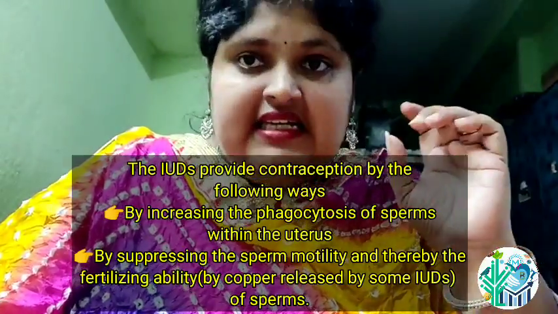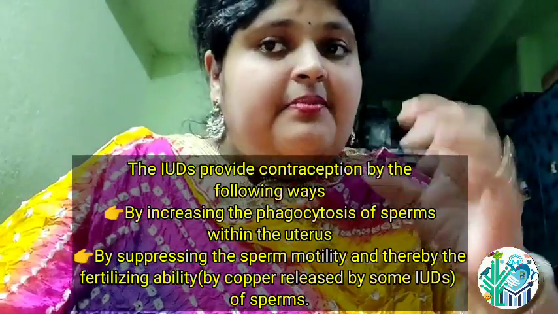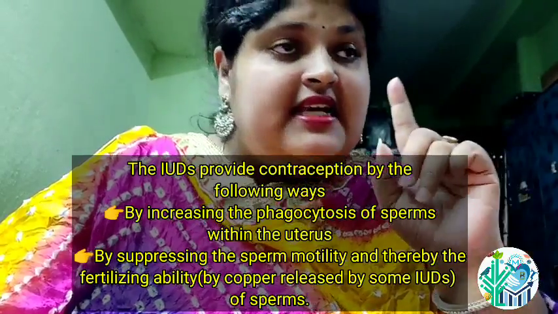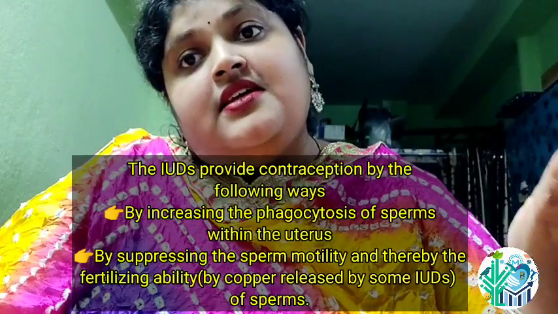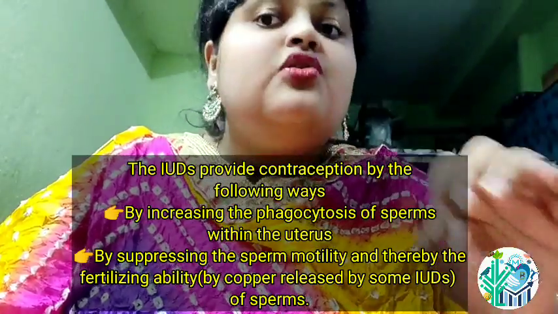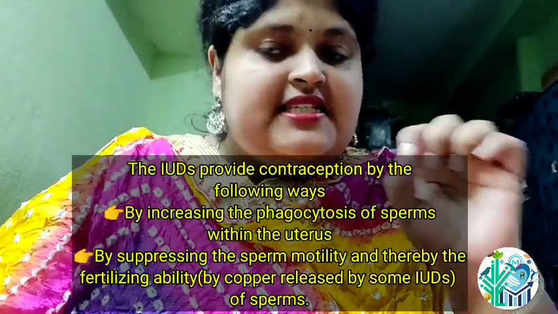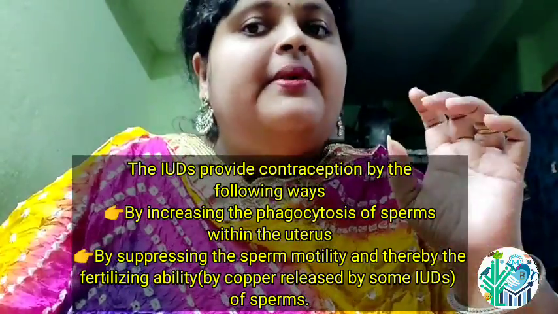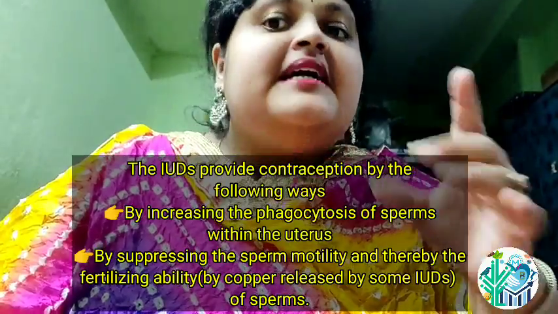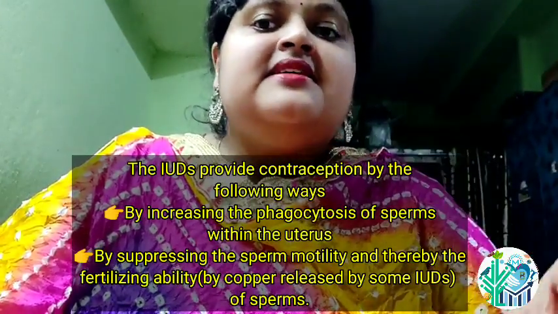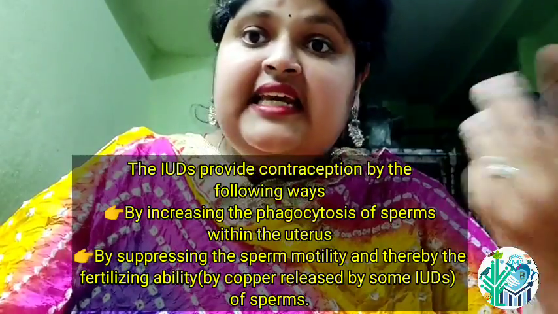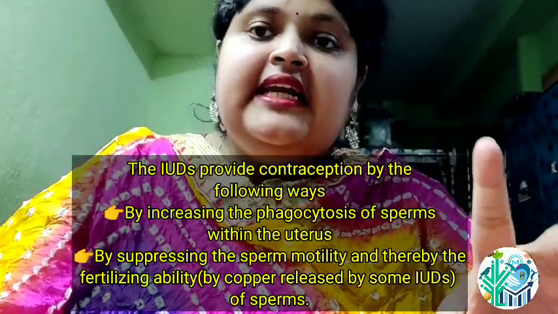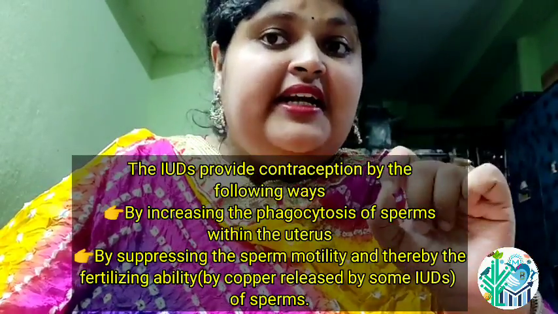Second, by suppressing sperm motility and thereby the fertilizing ability of sperms. To recap: first, by increasing phagocytosis of sperms within the uterus. Second, by suppressing sperm motility and thereby the sperm's fertilizing ability.